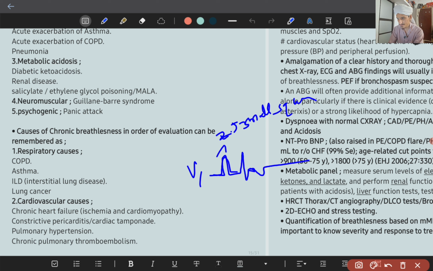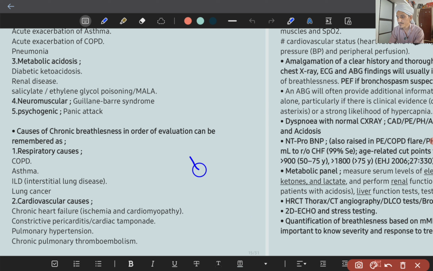T wave will be inverted, R will be more than S in V wave. This also suggests enlargement of the right atria. And also in V1, actually it is biphasic, so R will be more and the next phase will be less, like this one. In V1, this will be more and this will become less. Actually, it is biphasic, but when there is right atrial hypertrophy, it will be like this.